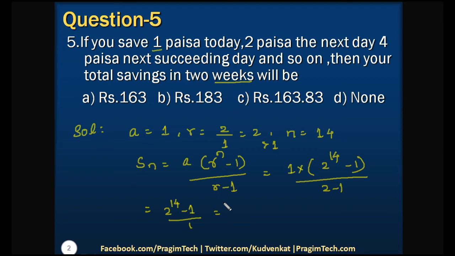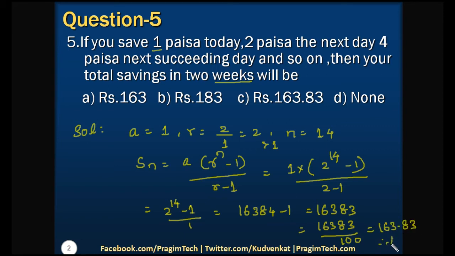Once we calculate, 2 to the power of 14 is 16,384, minus 1, which is equal to 16,383. But the units we considered are in paisa, whereas the answers are in rupees. So let us convert it into rupees. That is 16,383 divided by 100, which is 163.83. Therefore, rupees 163.83. So the answer is C.